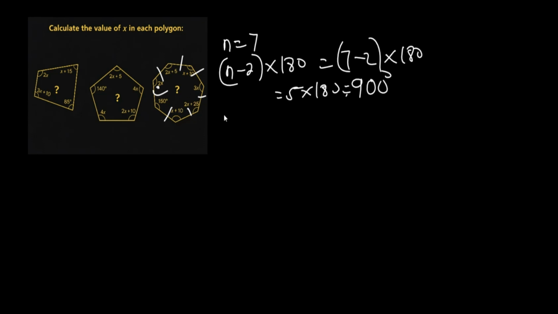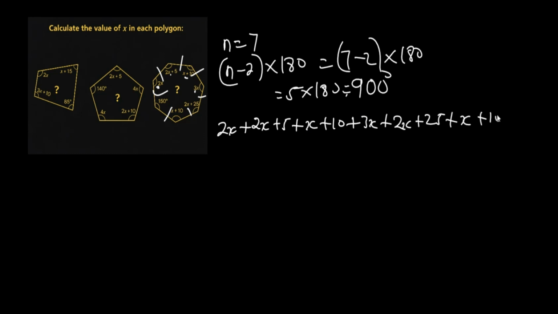So we go ahead and add the interior angles. Over here we have 2x and then 2x plus 5, 2x plus 5, here x plus 10, then also here 3x and 2x plus 25, and then here we have x plus 10, then we have 150, all will be equal to 900 degrees.